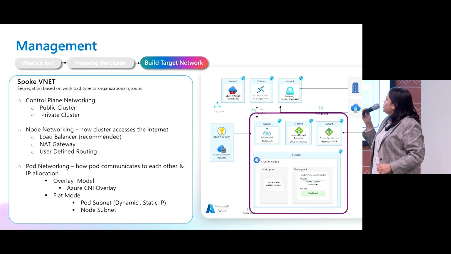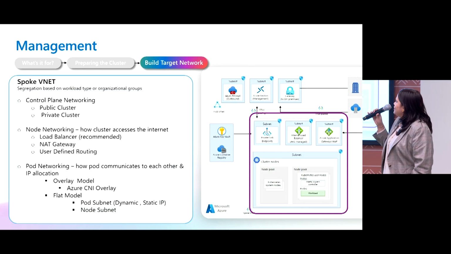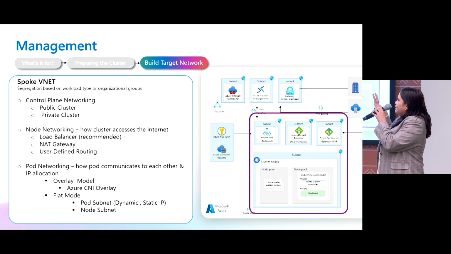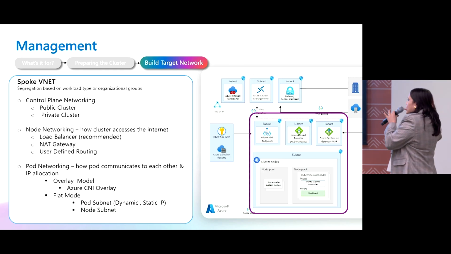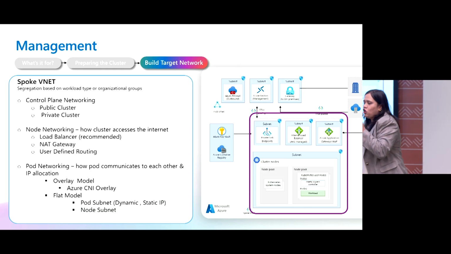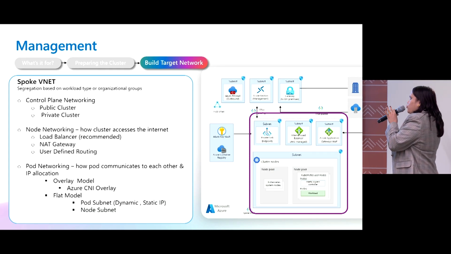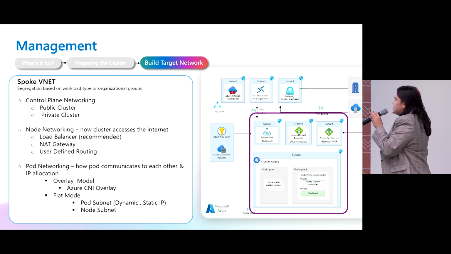Moving ahead, coming to the spoke VNet, where she would be deploying her workload. This is an interesting bit because it gives Ali the autonomy to segregate based both on workload type as well as her different departments. Maybe she would want to provide another spoke for, say, DevOps, another spoke for HR, based on the organizational need.